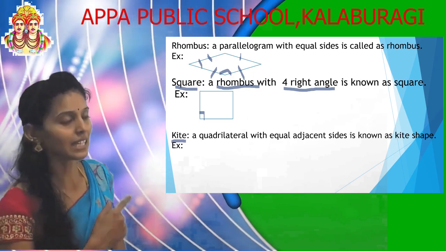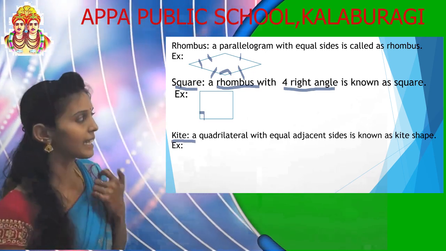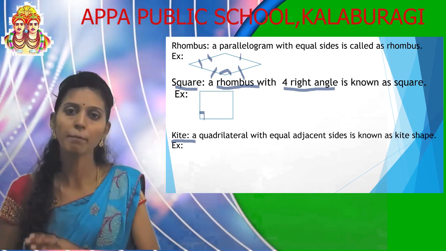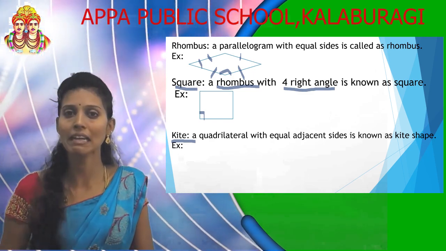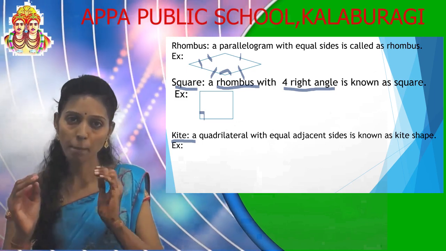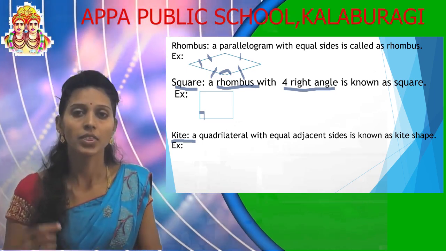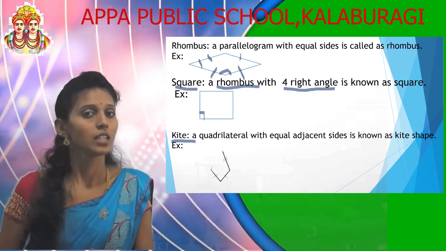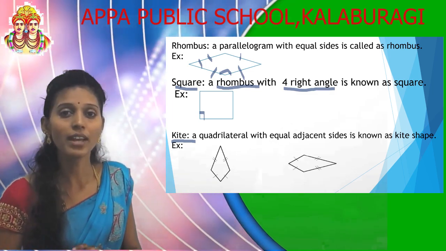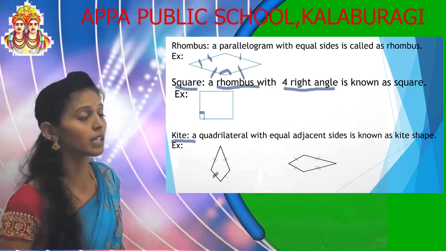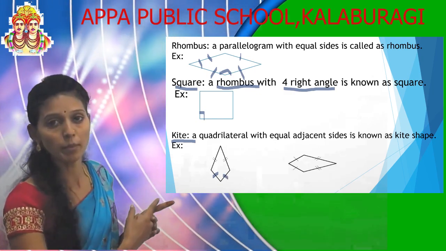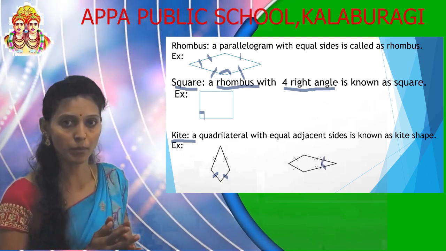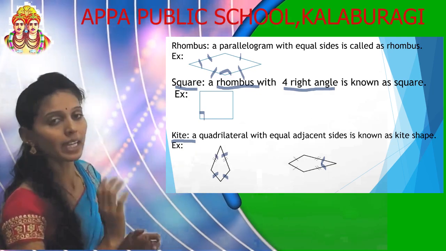Then lastly we have the kite shape. Till now we studied parallel lines. We had one pair of parallel lines for trapezium, 2 pairs of parallel lines for parallelogram, the same parallelogram with right angles is a rectangle, the same parallelogram with equal sides is a rhombus, the same rhombus with right angles is a square. Then in a kite, we are not going to deal with parallel lines. Here we are going to deal with adjacent sides. You can observe in the shape. In a kite, 2 pairs of adjacent sides will be equal.